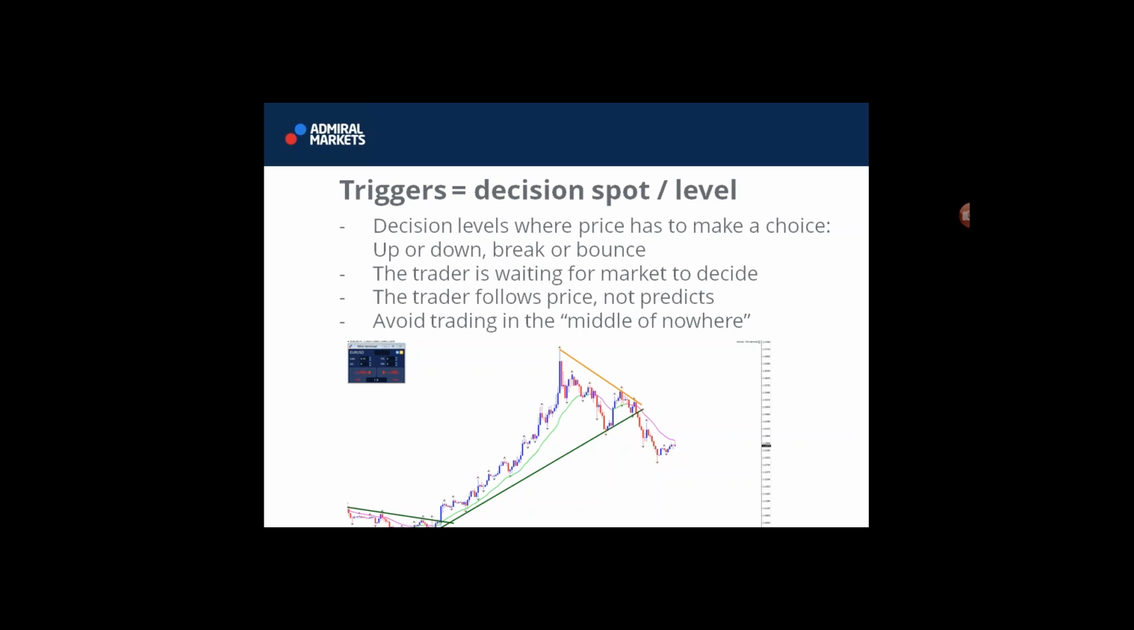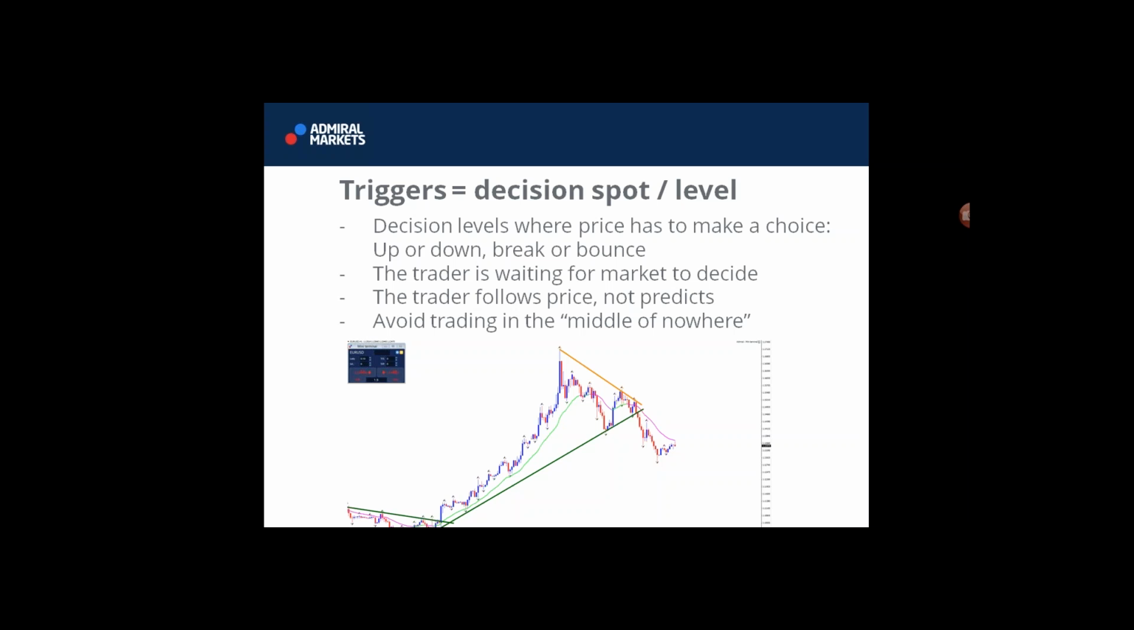And we're following our trading plan and not trying to be a fortune teller. We are waiting for the market to decide, and then we're following wherever that market wants to go. We're jumping on the bandwagon. So instead of leading the market, we're smartly following it. That's the advantage.